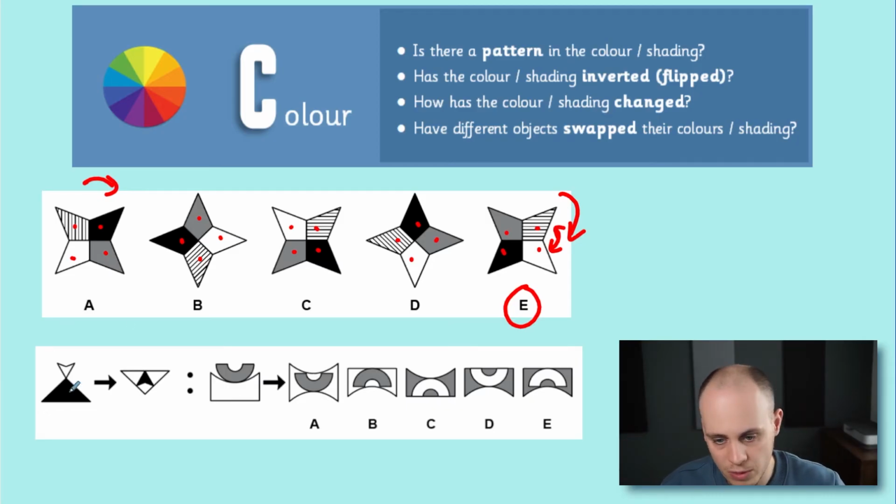In the second one, we've got some different elements of color here changing alongside other things like shape as well. But let's just focus on the color. I noticed that the black triangle becomes a white triangle. It's also rotated. So thinking of shape as well now.